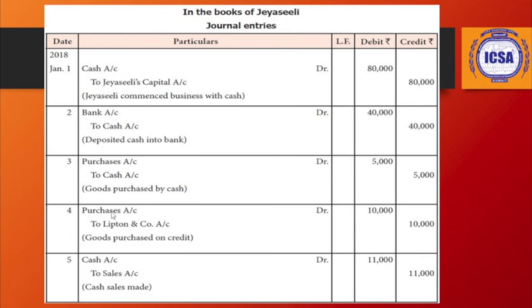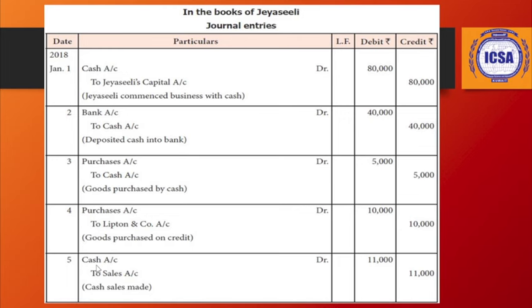Purchases as expense debit, but the Lipton and Company account is credit. Why is the account mentioned here instead of writing cash? Because the first transaction was a cash transaction, and here it is a credit transaction. When there is a credit transaction, we need to write the name of the creditor, the supplier, whoever is selling to us on credit, and later we are responsible to pay them 10,000. So purchases debit 10,000 and Lipton and Company account credit with 10,000.